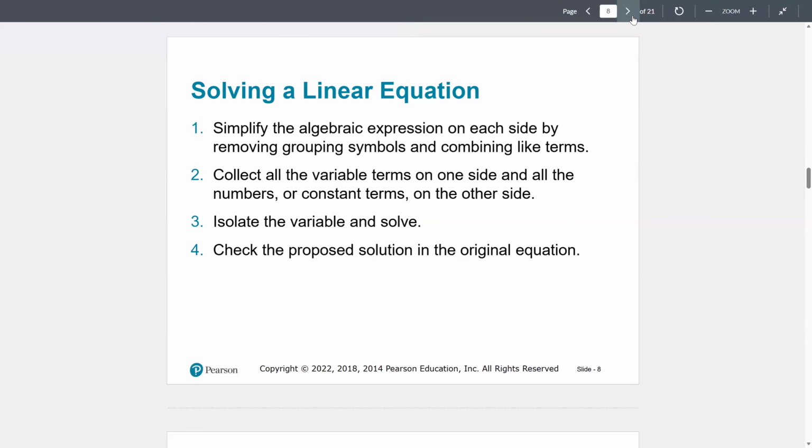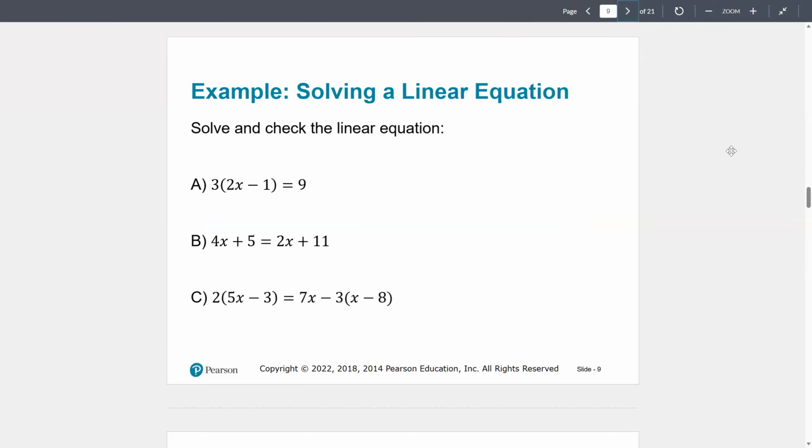So we're going to amp this up a little bit. We're going to solve some more linear equations. We're going to simplify the algebraic expressions on each side by removing grouping symbols and combining like terms. And then we're going to collect all our variables to one side and our constants to another, isolate the variable, and solve. So we just have been doing this the easy way. Now we're going to amp this up a little bit.